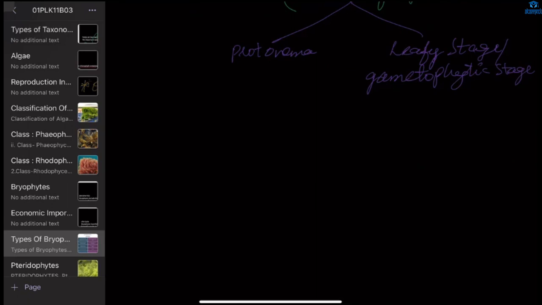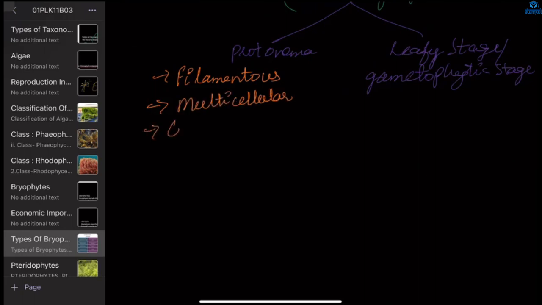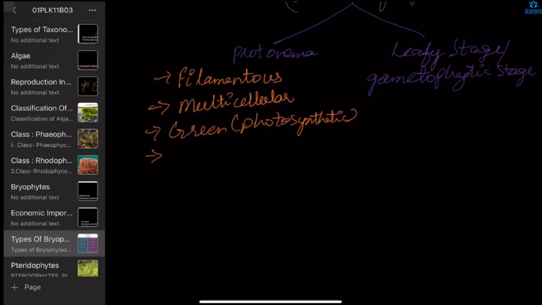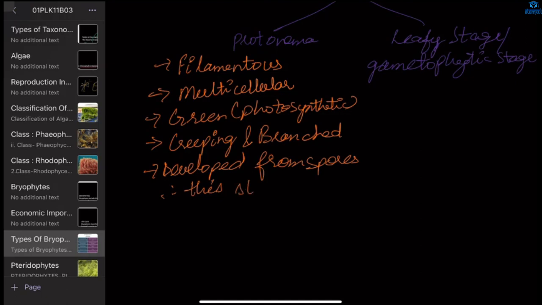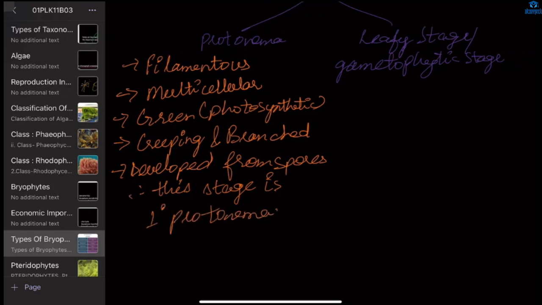This protonema stage is filamentous. They are multicellular, green and photosynthetic. They are also creeping, and they are branched. And this protonema is developed from spores, because the spores will form the protonema. When the young protonema is just forming, it is called the primary protonema. And now the leafy stage develops from the secondary protonema.